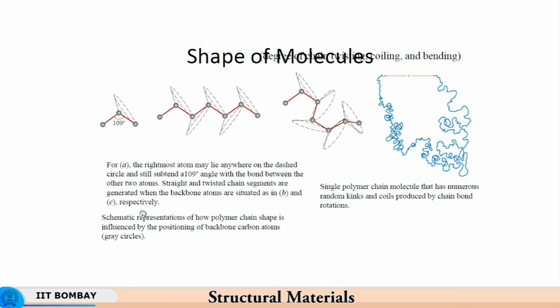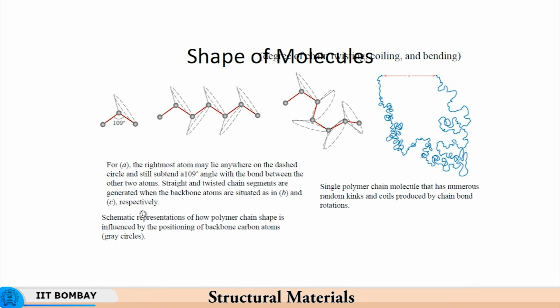You see that the rightmost atom may lie anywhere on the dashed circle and still subtend a 109 degree angle with the bond between the two atoms. So the path of movement of this atom can be a full circle, and still it will subtend 109 degrees with respect to this bond. So the degree of freedom is much more.